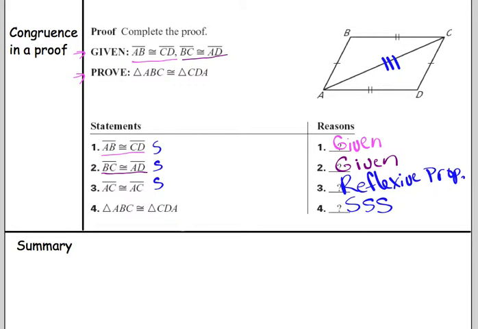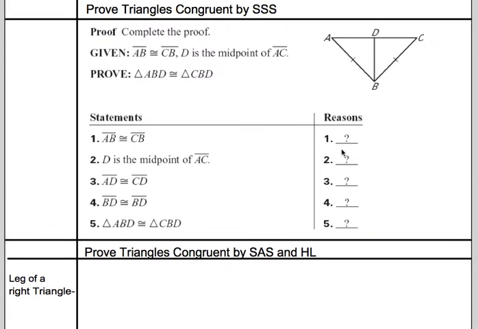I'm going to show you another proof in this video as well. Here is another proof. It's very similar to the other one, but on the given, they gave us one statement of congruent pieces, and then another statement that has a vocabulary word in it. So we're going to have to use that. Hopefully you remember what a midpoint is. We were given that AB is congruent to CD. That's right here. So our reason is given.